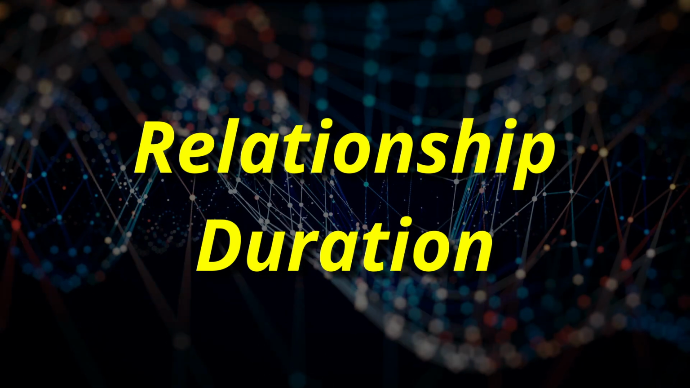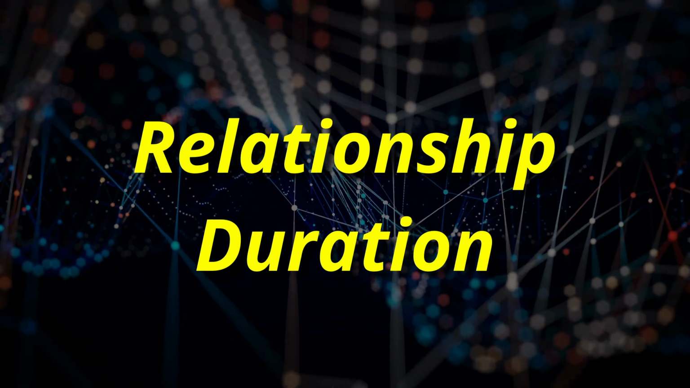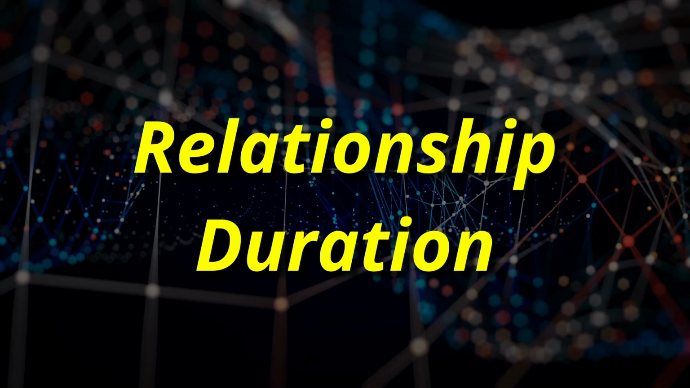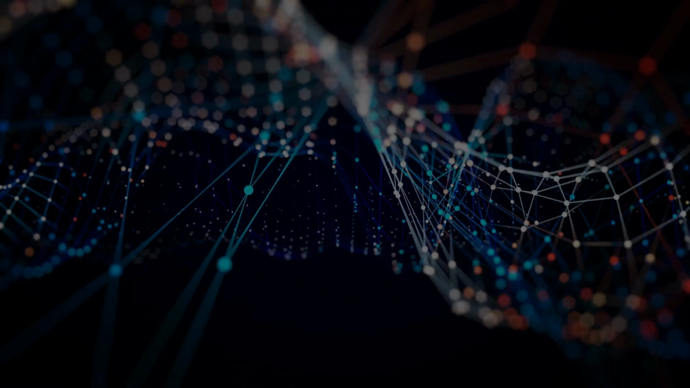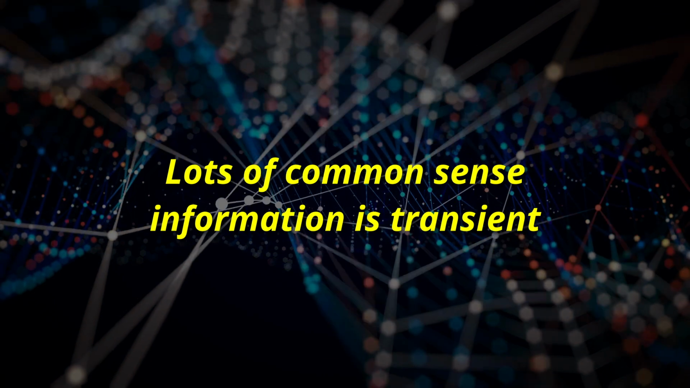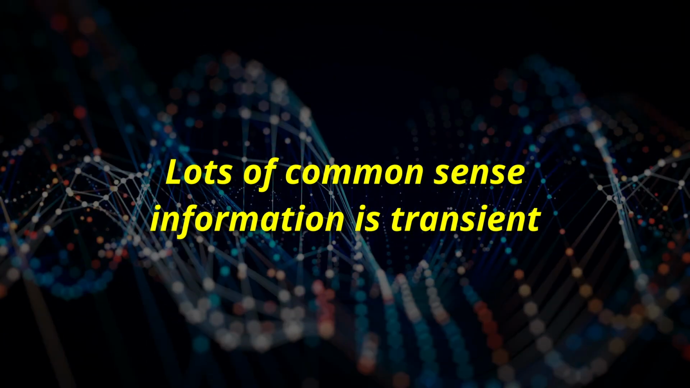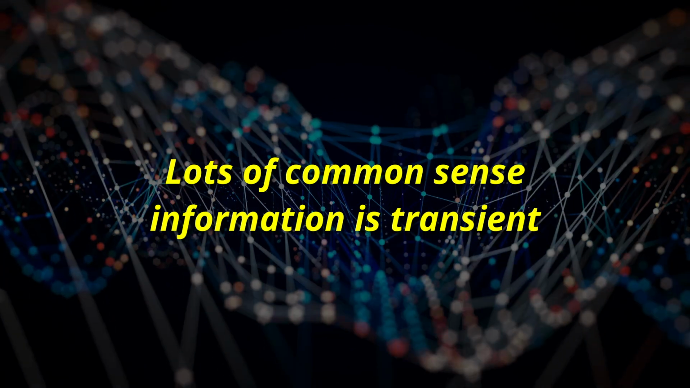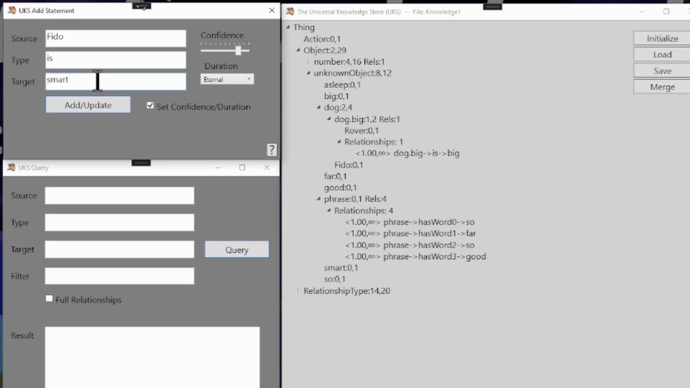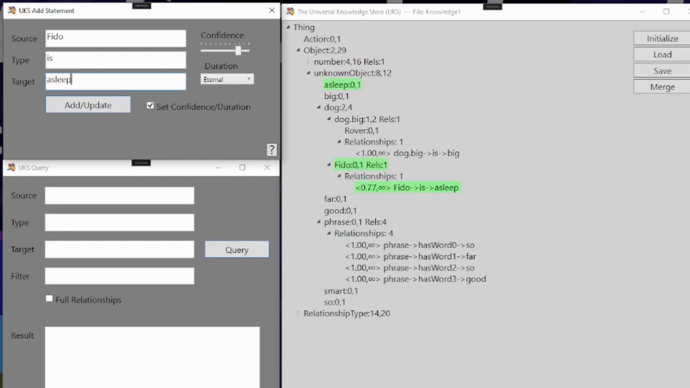Relationship duration. All the relationships we've added so far are intended to last forever, but lots of common sense information is transient. The system supports relationships which exist for a limited duration. Let's say Fido is asleep. We can set the duration for that to be 10 seconds just for demonstration purposes. Now when the relationship is added, you can see its remaining duration counting down.